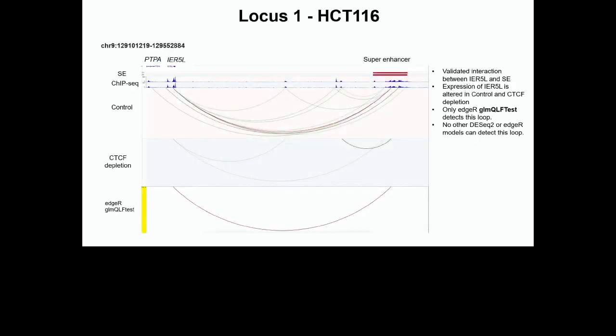Here I'm showing an example. This is in the HiChIP dataset. This is a differential loop between IER5L and a super enhancer. And this differential loop is only retrieved again by the QLF test and not by the others.